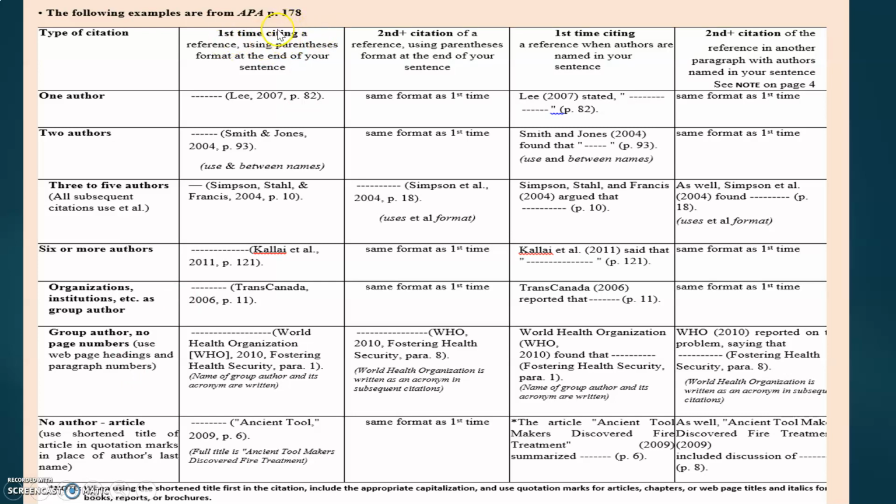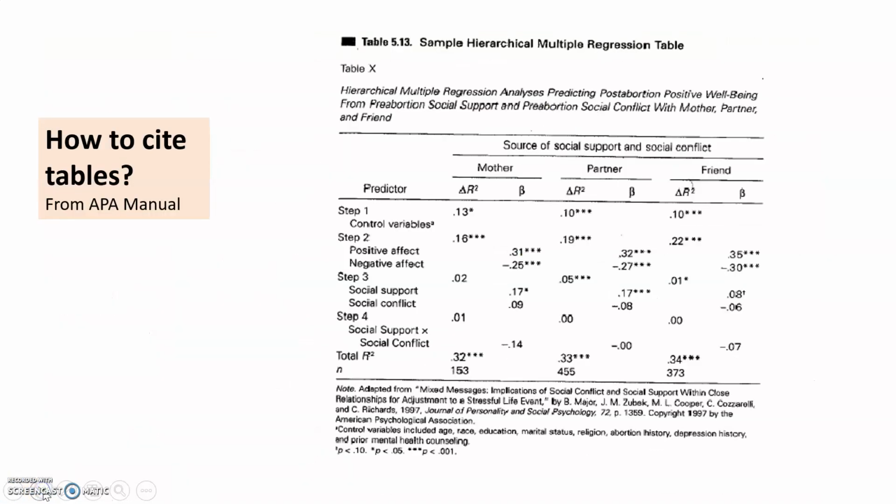Just be aware how it happens if you're citing for the first time from that source. If you're doing a second or third time citation, what happens if you put it in parentheses at the end? What happens if you just give it in your sentence? Everything is summed up here. You can always refer to this page if you like.